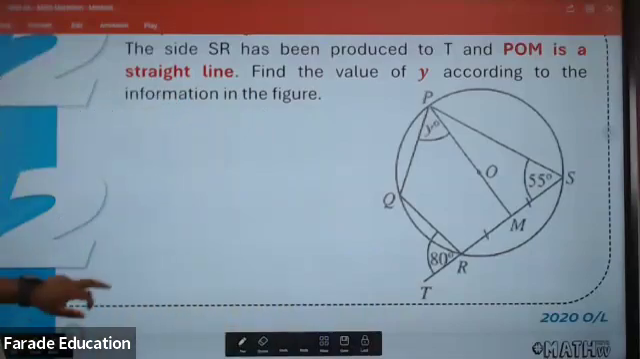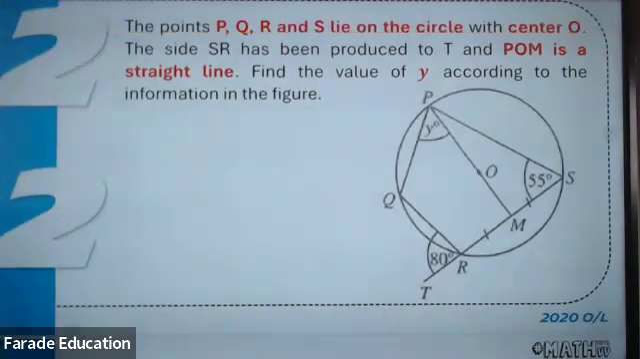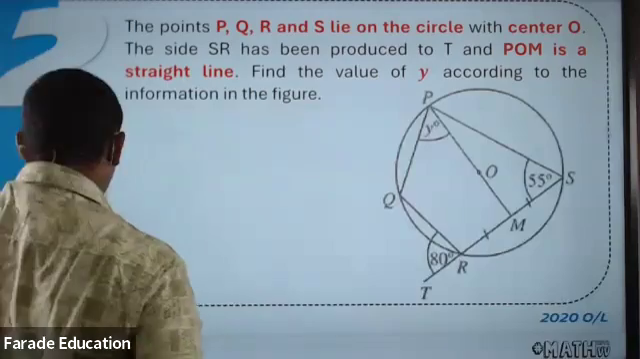So here, the points P, Q, R, S lie on the circle with center O. The side SR has been produced to T and POM is a straight line. POM is a straight line means what? It comes to the center. Find the value of Y according to the information given in the figure. For this, we need to know a few theories.